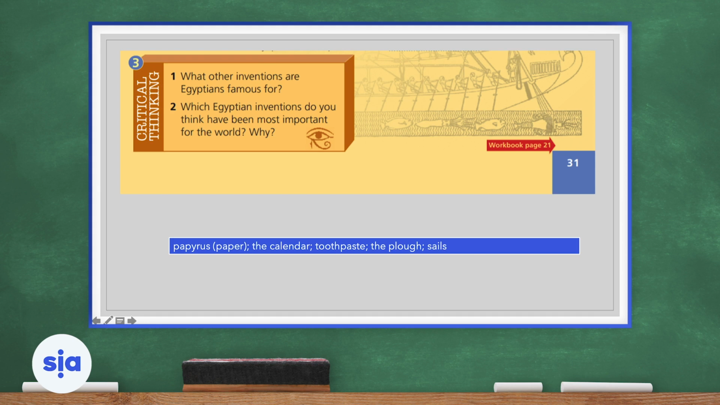Of course, I believe that toothpaste is really important as well for personal hygiene. What do you guys think? Do you think sails were important as well? In the past, sails were used to allow ships to move faster, and ships and boats always carried products and things that were being sold, so things that people needed. So sails are also important for fast transportation.